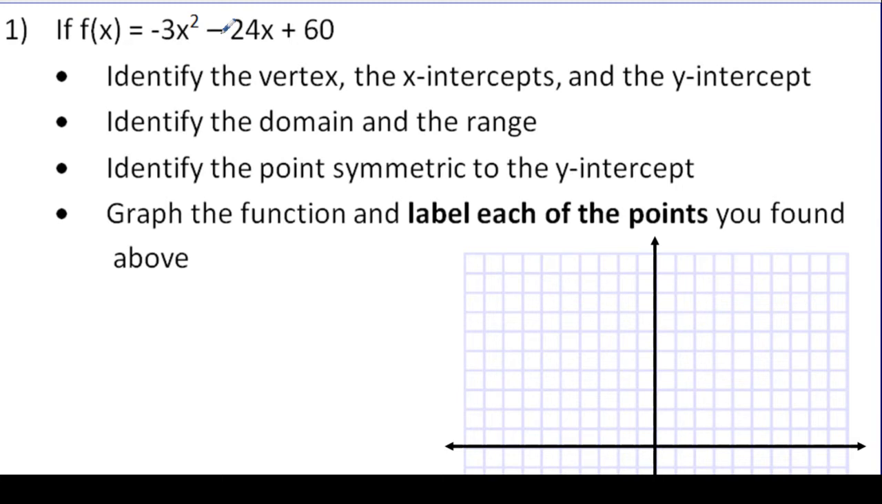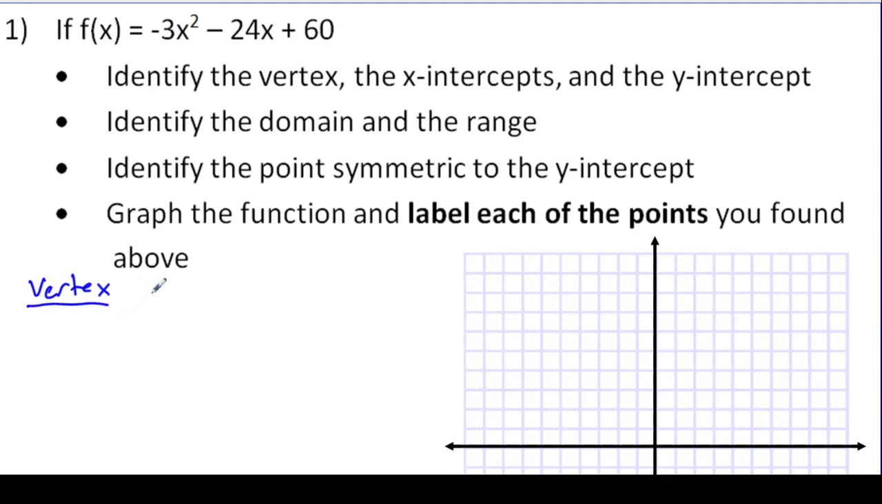Okay, so problem number 1 is asking us to do a lot of things, so we're just going to take it one bullet at a time. First thing says identify the vertex, the x-intercepts, and the y-intercept. So let's go through that process. The first one says identify the vertex, so let's start with that.